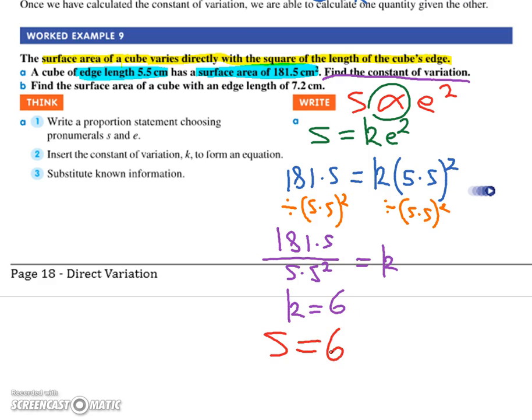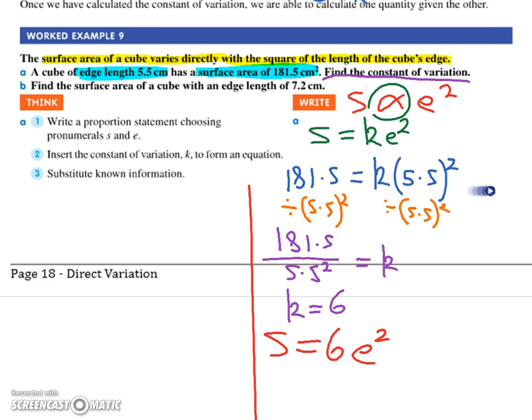Six what, sorry? I was waiting for an X, but yeah, you're right, E. So S equals 6 times E squared. You have now worked out your constant of variation. You have done your formula. Brilliant. Sorry. The only reason I do it is so that you guys can still see what I'm doing, rather than going on to the next page and having all this info gone.